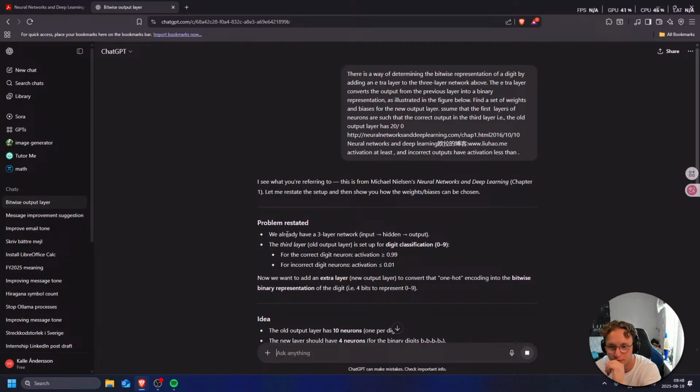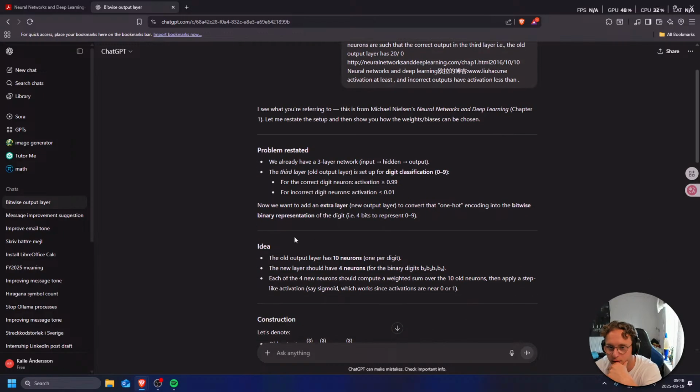Yeah, the problem relates. We have a 3-layer input, hidden, output. The third layer, the output layer, is set up for digit classification. That makes sense. The correct digit neuron activation is 0.99, and the incorrect digit neurons' activation is 0.01. Now we have added an extra layer in the output layer to convert one-hot encoding into the bitwise binary representation of the digits, 4 bits to represent 0 to 9. The old output layer has 10 neurons, 1 per digit, which makes sense.